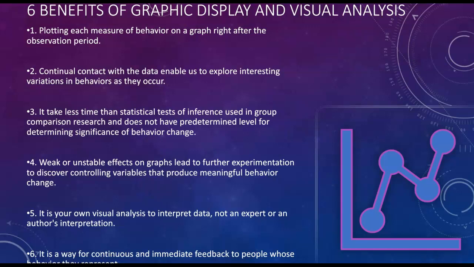Number 4 is weak or unstable effects on graphs lead to further experimentation to discover controlling variables that produce meaningful behavior change. So if you're looking at a graph and you see that there is some instability, you see that the behavior maybe had increased and now it's decreasing again, you're not sure what's going on, this is a way for you to start experimenting more, trying to ask more questions to figure out what went wrong or why the treatment is not working or why your data seem to be weak.